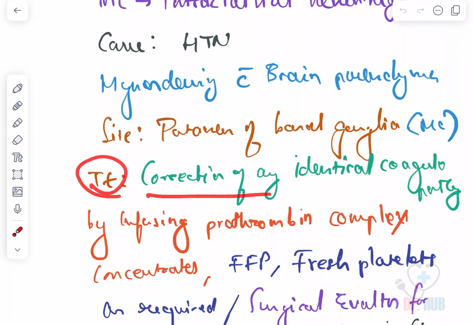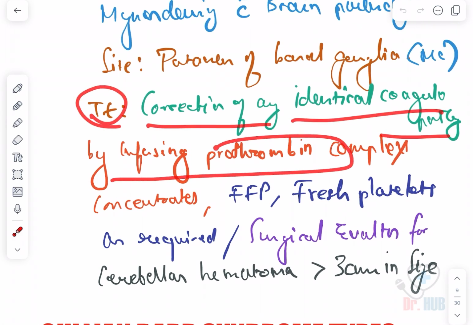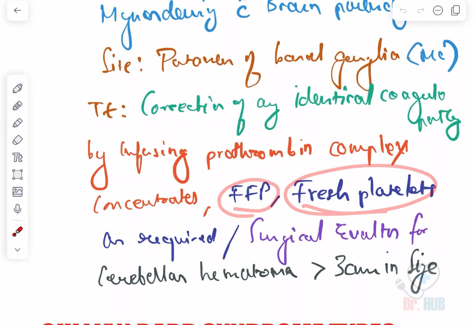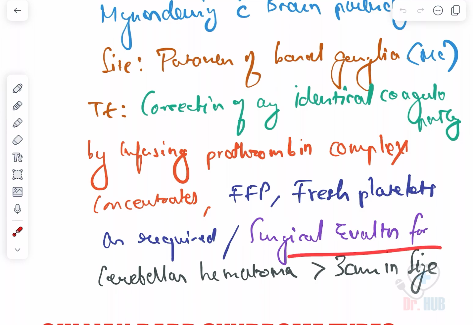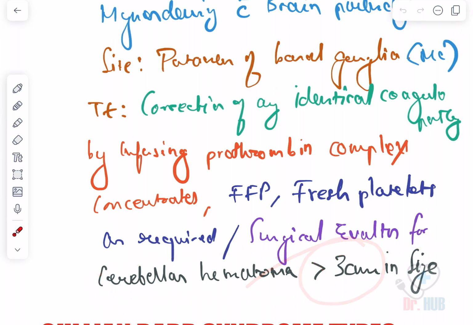Treatment is by the correction of any identified coagulopathy by infusing prothrombin complex concentrates, FFP, fresh platelets as required, and the surgical evacuation for the cerebellar hematoma, that is in case of greater than 3 cm in size.